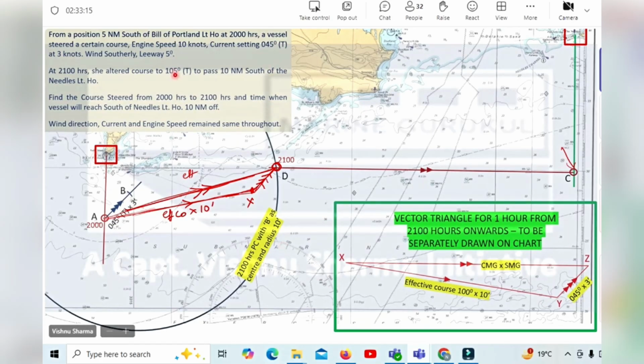At what time were you at point D? 2100. And what is the distance to be made good from 2100 hours to C? The distance is DC. Am I right? Yes, sir. And what is the speed made good? Which vector represents speed made good? XZ. DC divided by XZ will be the steaming time, plus 2100 hours, will be ETA point C. Yes or no?